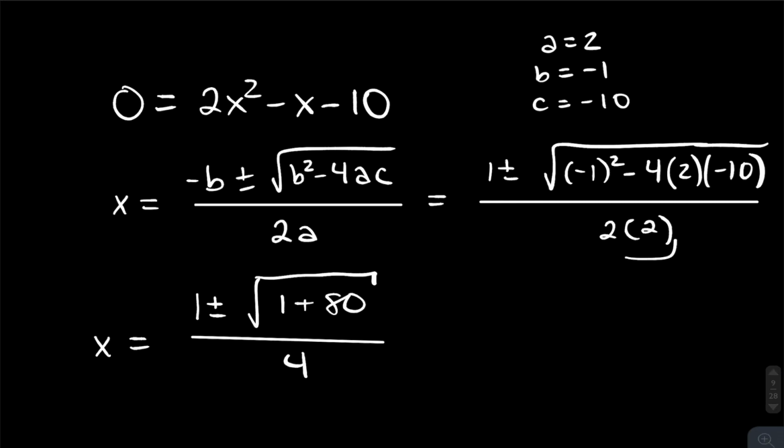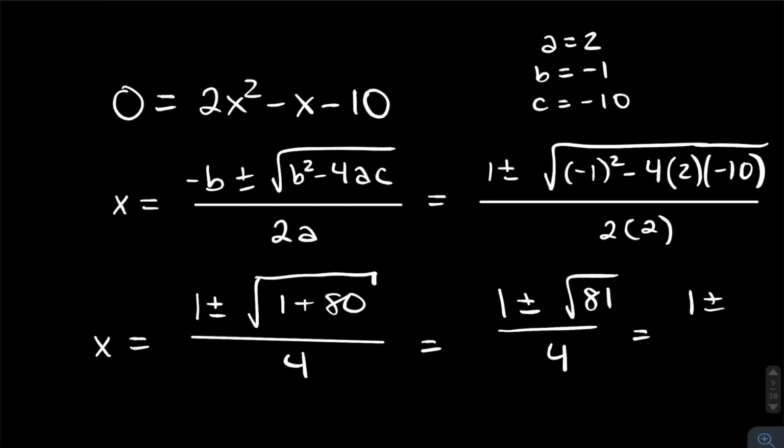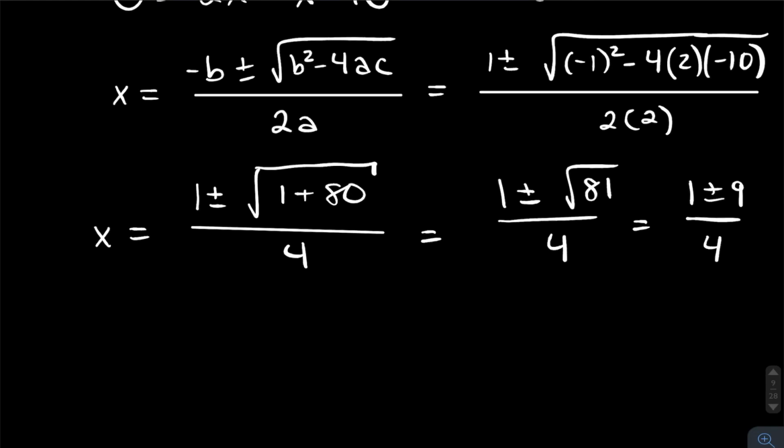Yeah, you can just put this over 4 because 2 times 2 is 4. Okay? And so here you get 1 plus or minus the square root of 81 over 4. We know that the square root of 81 is 9, and so you get 1 plus or minus 9 over 4. Okay? And so continuing on here, we get that x is equal to 1 plus 9 over 4, and x is equal to 1 minus 9 over 4.